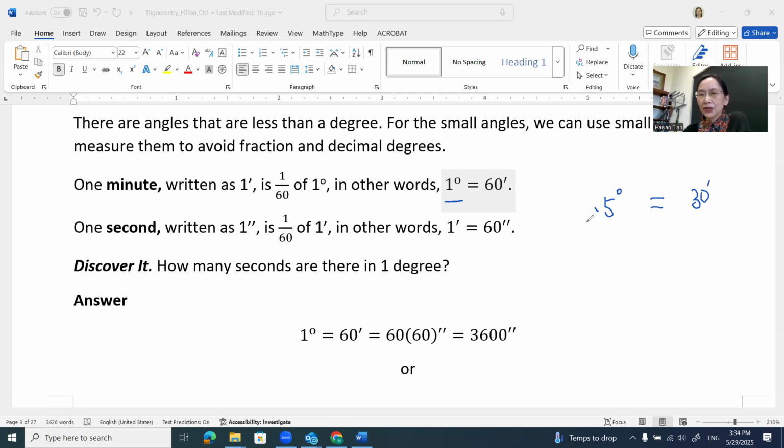However, if you use degree measure, you get a decimal number. But if you use the minute as a measure, you get integer value, right? 30 minutes. So use a smaller measure, smaller unit, you can have some integer values, possibly.